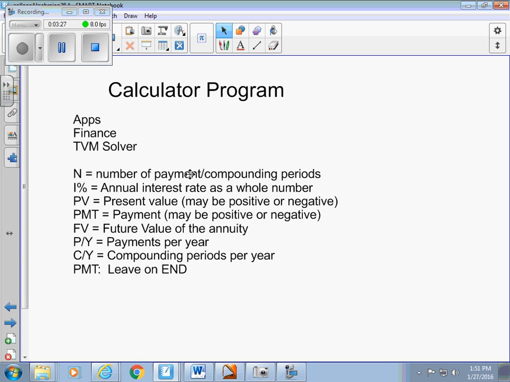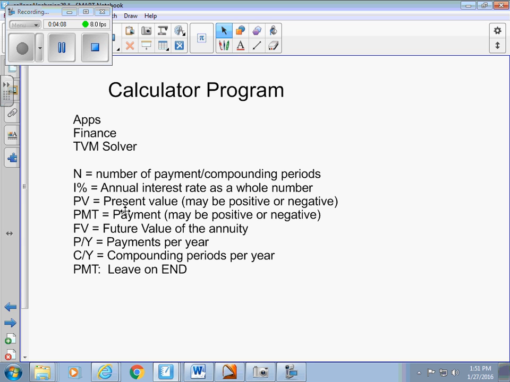N is the number of payments or compounding periods. Again, that's the 360, right? It's the 12 times the 30 or whatever it may be. It's how many times you make a payment. I percent, notice it does have the percent symbol there, so it's actually given as a whole number. This is different from the formula. This is the annual interest rate. Your calculator does the division for the program, so it'll do the I divided by 12. So it's actually a whole number. So if your percentage is 5%, you put 5 right there.